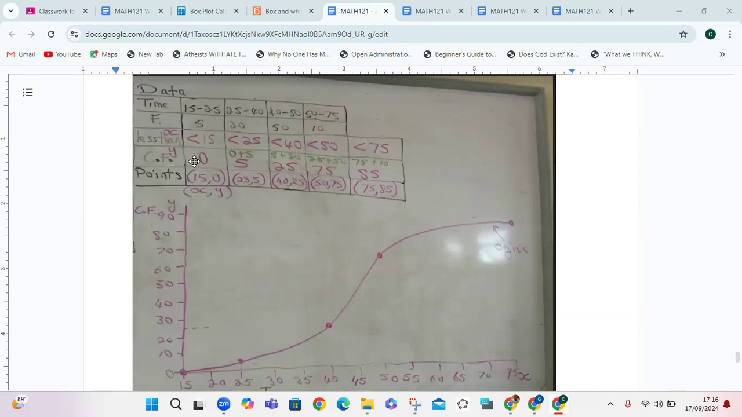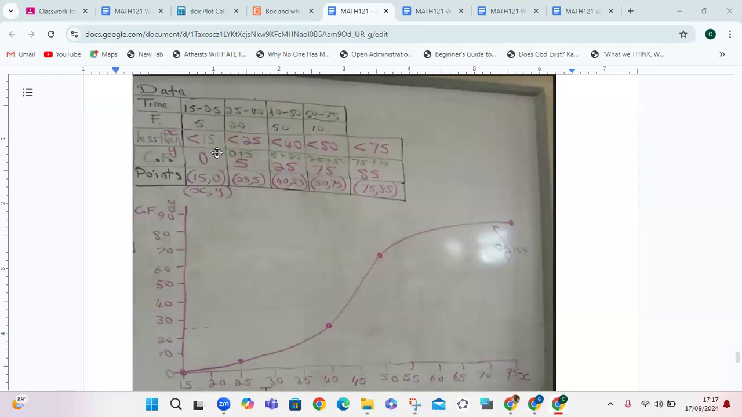How many athletes completed in less than 15 minutes? None of them. How many completed in less than 25 minutes? Is the 0 plus the 5. That is 5. As you can see, less than 40, it will be the 5 plus the 20. 25. Less than 50, as you can see, is that 25 that you got previously, added to the 50 to get 75. Less than 75, you take that 75 and add it to the 10 to get 85.